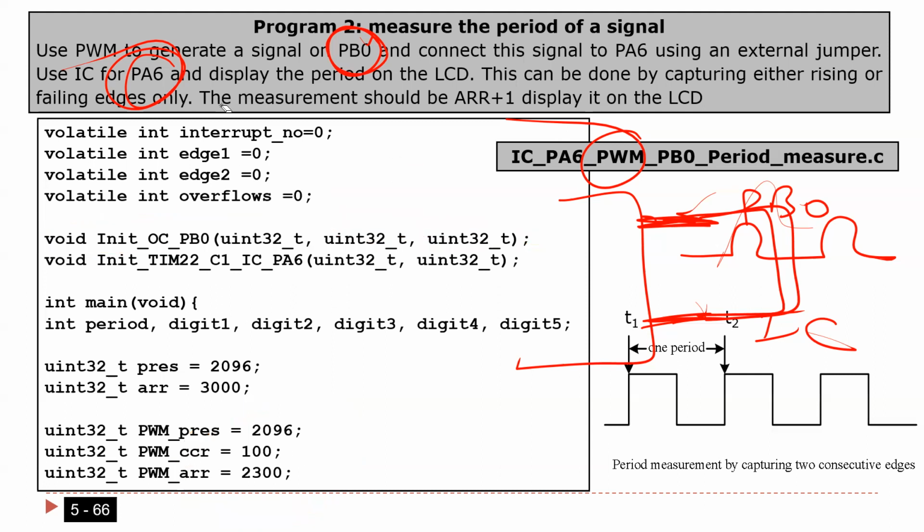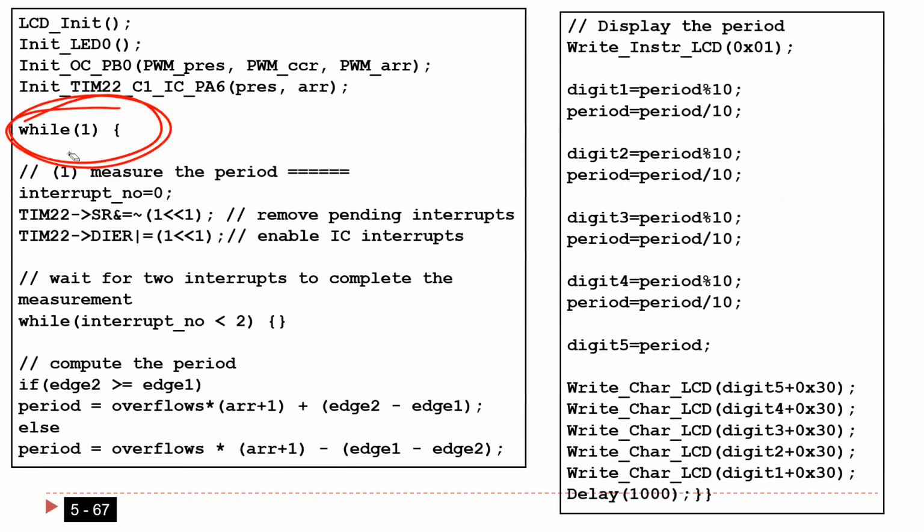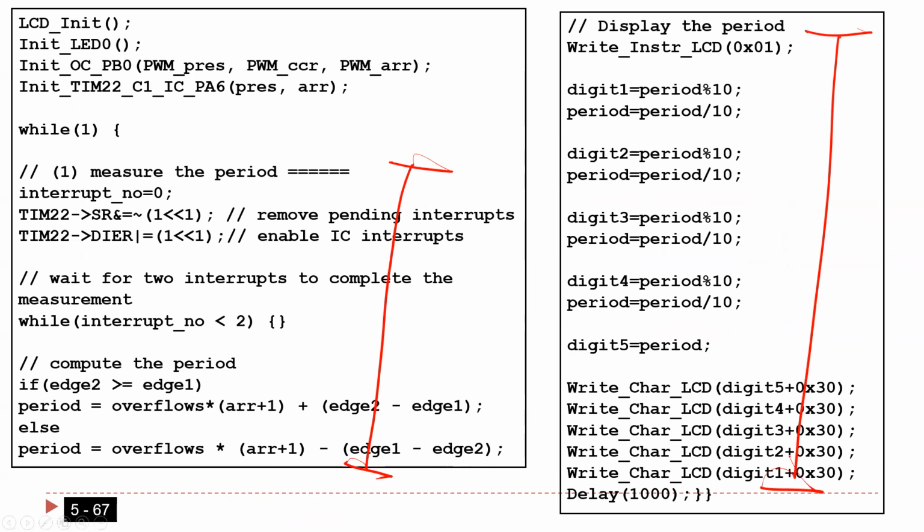But anyway, as you see here, I'm doing periodic, continuous measurement, because you have while one here. Remember this one. So here I start the measurement. From here to here, I do the measurement. After you did the measurement from here to here, I'm going to display it on the LCD. And then I go back again: measure, display, measure, display, and so on.